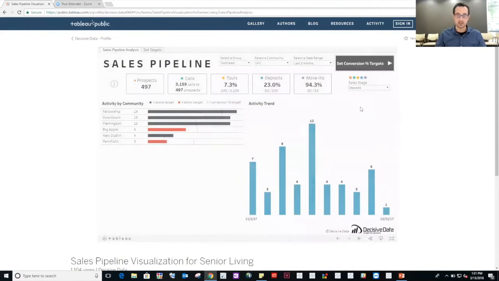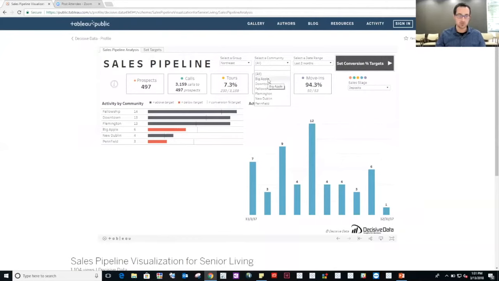For example, he can select deposits and see that the red and gray colors here are actually referencing the threshold that we just plugged in. And we can see that there are 2 communities specifically that are below their percent targets for that tours to deposits step of the sales pipeline. After identifying these 2, Andrew can go to the community filter and select one of those 2.